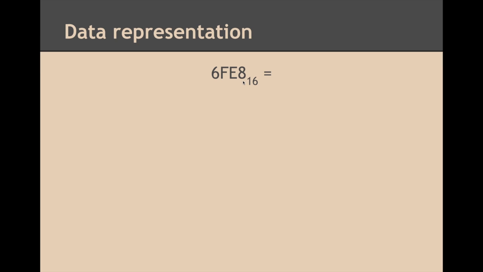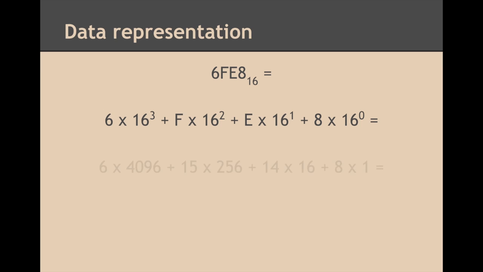So this is the 16 to the 0 power, 16 to the first, 16 squared, 16 cubed place. So we've got 6 times 16 cubed, F times 16 squared, E times 16 to the first, and 8 times 16 to the 0. Well, we have to figure out what F and E mean. Turns out that F in decimal is 15, E is 14.